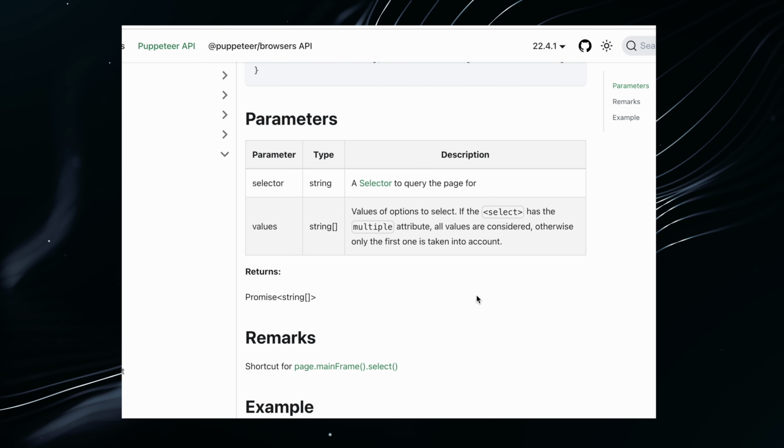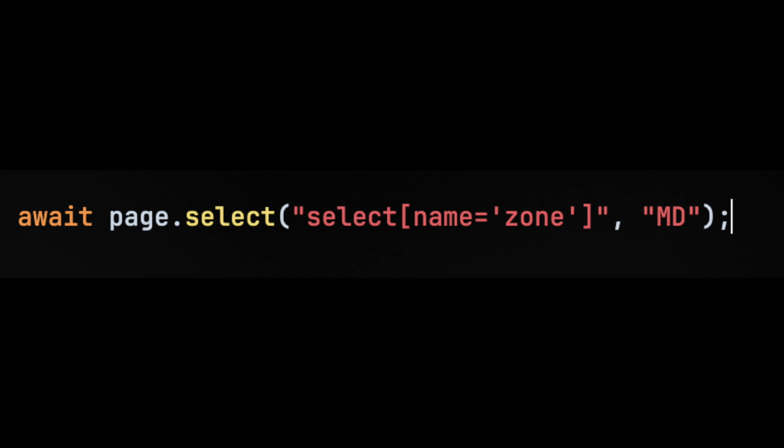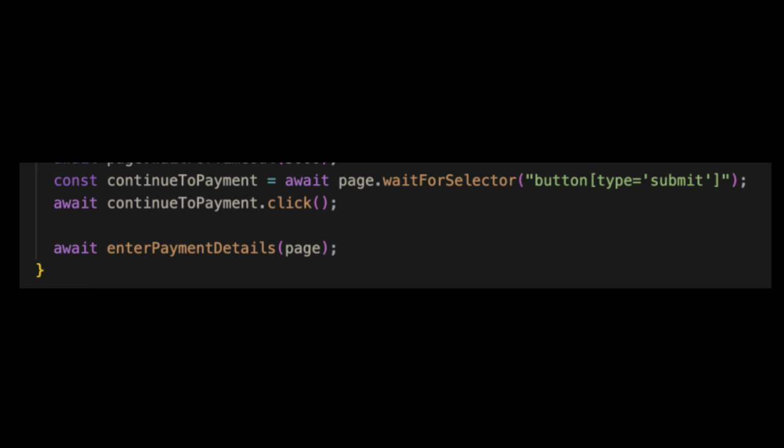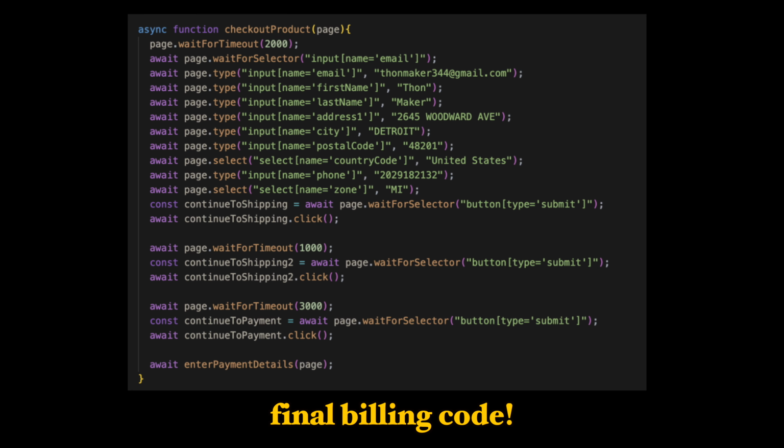Now you can't really type in this, right? You have to click the drop down, select what state you do live in. We all want to live in Florida, I imagine. To do this, you use the page.select method. The page.select method works similar to the page.type method. Again, you pass in the selector, and then you pass in the value of the state that you want to put, right? So for Maryland, it's MD. And then you finish off with doing page.click or page.evaluate to click the button, and boom, you successfully finished the billing part of this project.